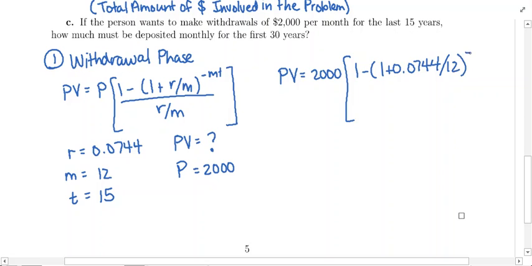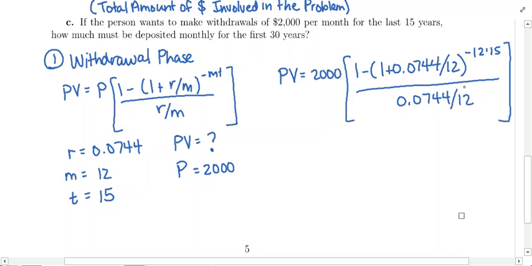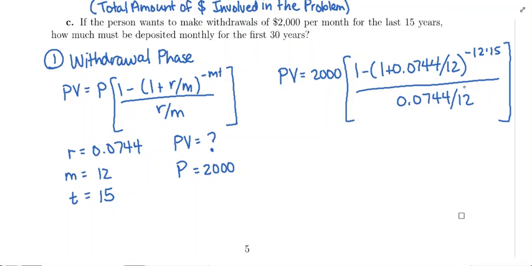All right, so this time I won't forget my negative exponent. This is how you set this up. And again, this is just the first part of the problem. We're dealing with withdrawal right now, and then we'll have to go back to the savings phase. So let's go to our calculator and enter this in.